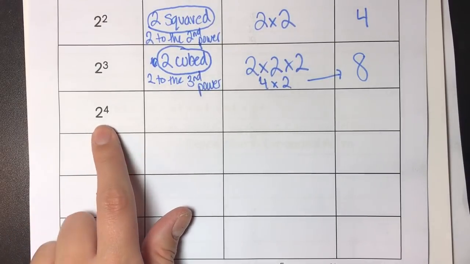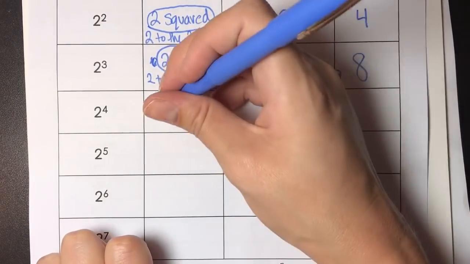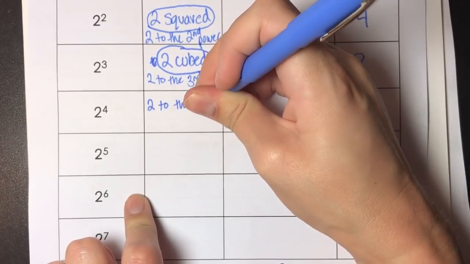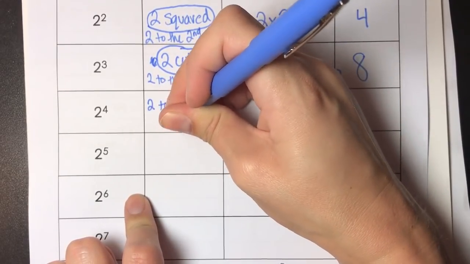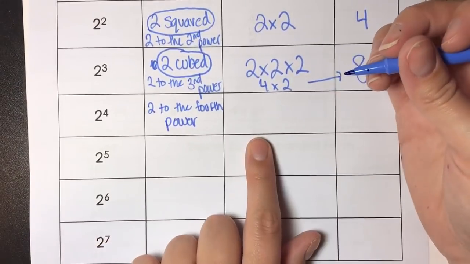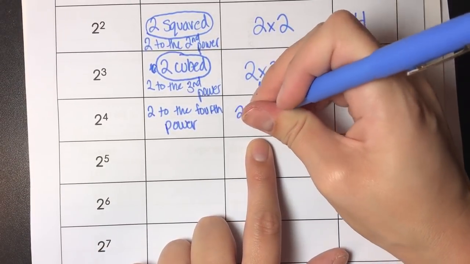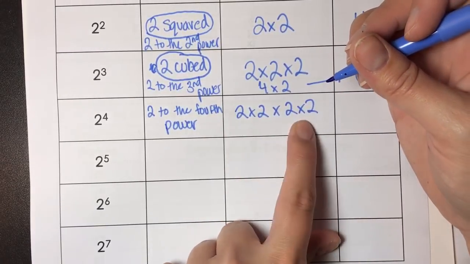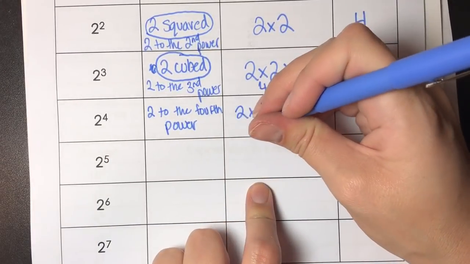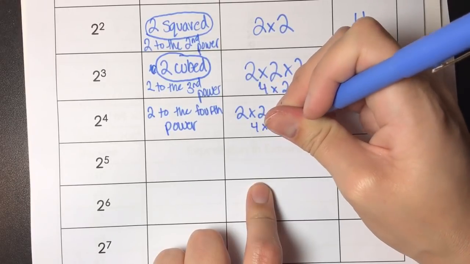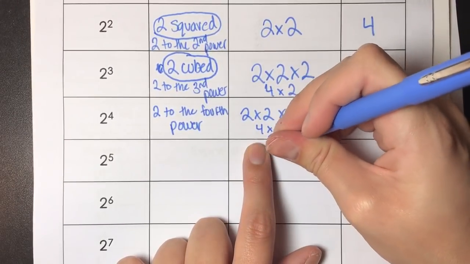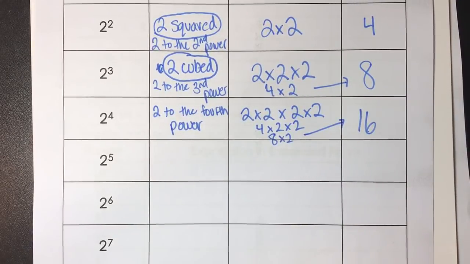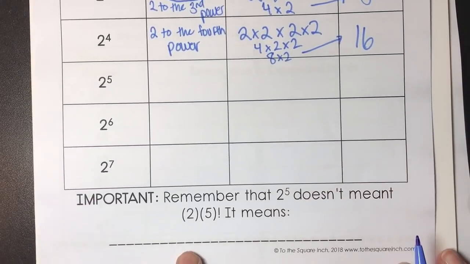Moving on. Now we have 2 as the base and 4 as the exponent. This would just be 2 to the fourth power. Expanded form, that would be 2 times 2 times 2 times 2. I have 1, 2, 3, 4 repeated factors. 2 times 2 is 4. Times 2 times 2. 8 times 2 is 16. And so on and so forth.